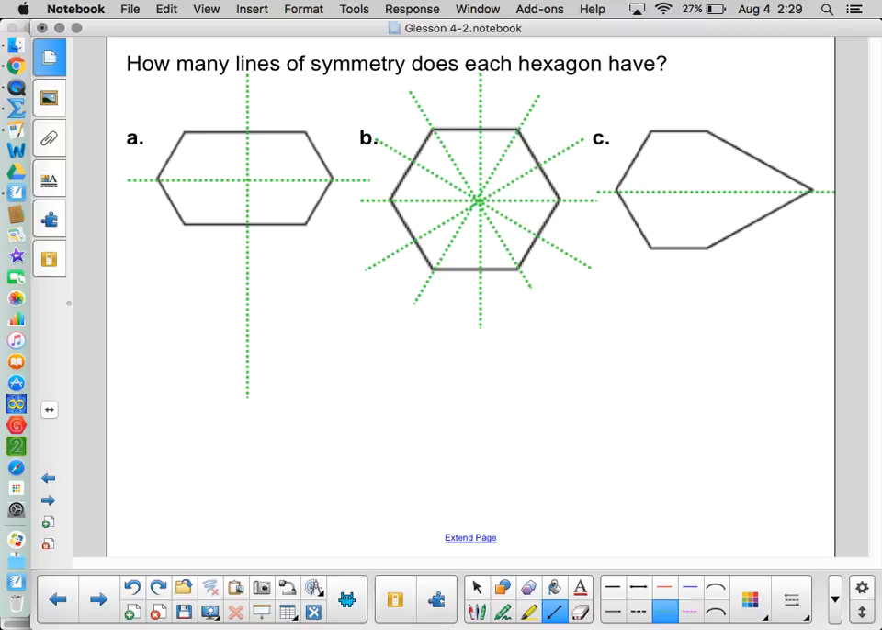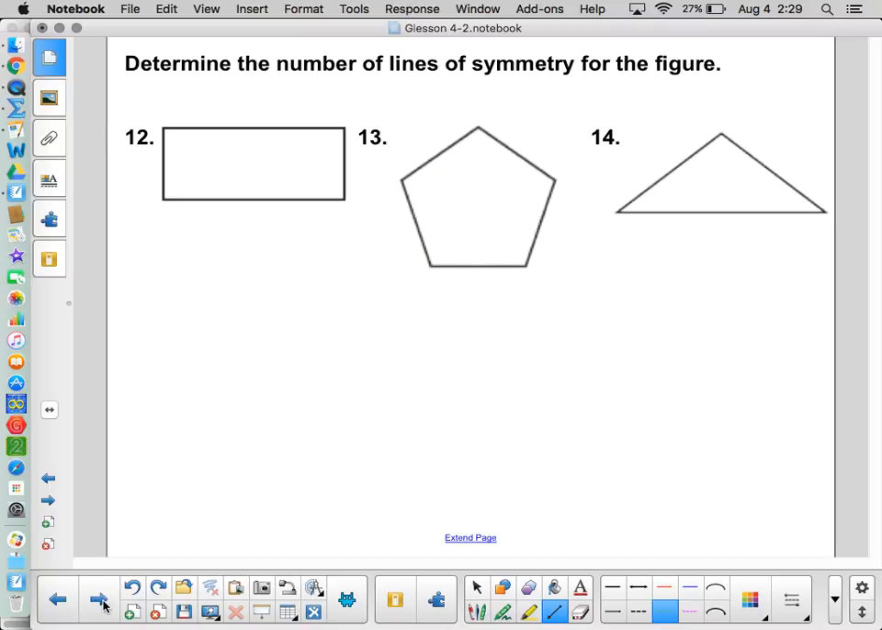So identifying lines of symmetry is something we can do. Let's look at a couple more for practice. 12, how many lines of symmetry do you think you're going to see there? Go ahead and sketch yours in on your notes, and then I'll come and check those tomorrow. 13 and 14, same deal. See if you can find how many lines of symmetry there are. I'll tell you for 14, this is an isosceles triangle. Those two sides are congruent. That may help a little bit.